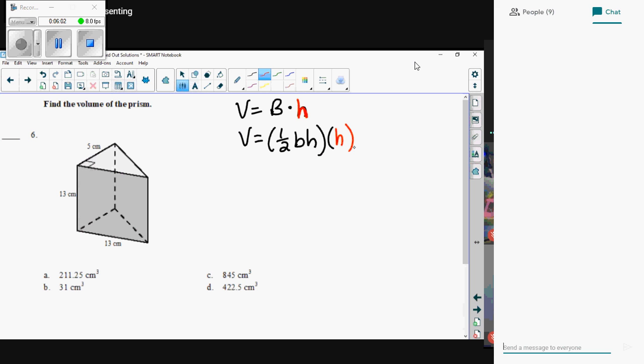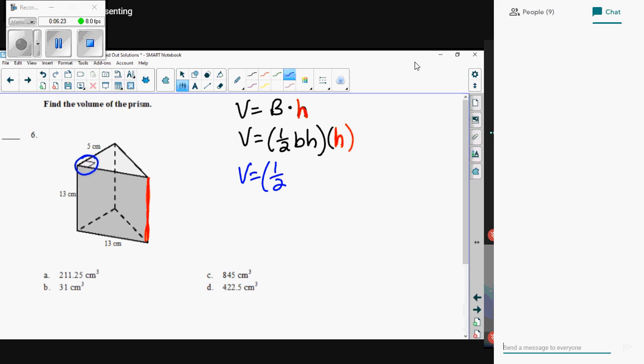And that h is the height of the prism, right? Here's the h that's in red. That red h is the height of the prism, all right? So volume's going to be equal to 1/2. Now we need the base and the height of the triangle. All right, for the base and the height of the triangle, we look for the right angle symbol.